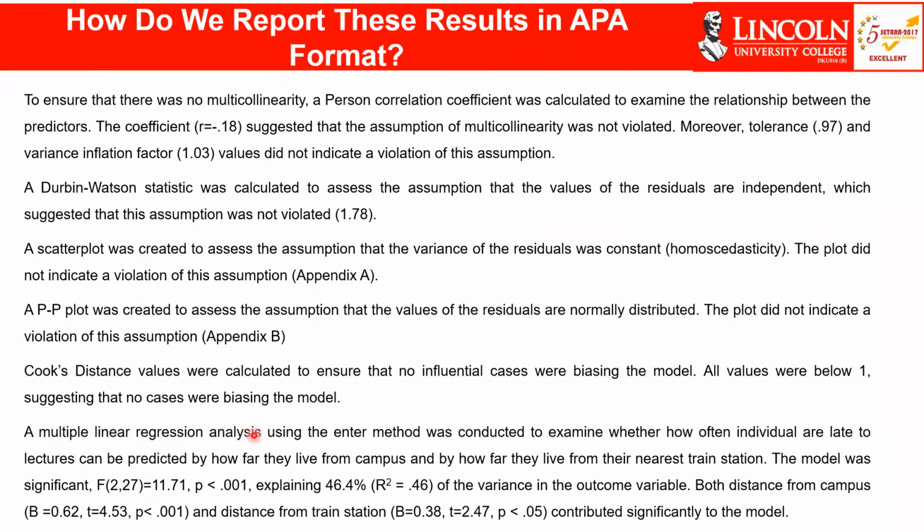So a multiple linear regression analysis using the enter method was conducted to examine whether how often individuals are late to lectures can be predicted by how far they live from campus and how far they live from their nearest train station. The model was significant. You have F, then you have 2, 27, the degrees of freedom. Maybe I just show you this one very quickly. All these values are from those tables, but let me just show you this one.